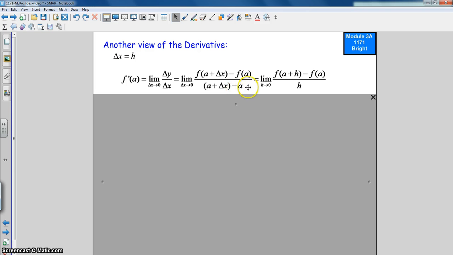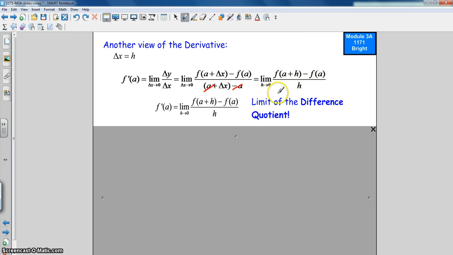Same idea as before. And now I can do a little bit of algebra. Down in the denominator, the a and the minus a will cancel, and I'll be left with delta x. But again, I'm letting delta x equal h, and we'll see why in a moment. And so when I go to this stage over here, I replace all the delta x's by h, and I get the limit as h approaches 0 of f of a plus h minus f of a all over h. Now the reason we change it to h really is just so we don't have to write more. Nothing spectacular behind it.